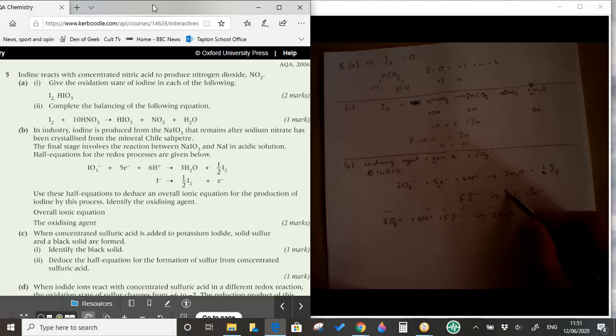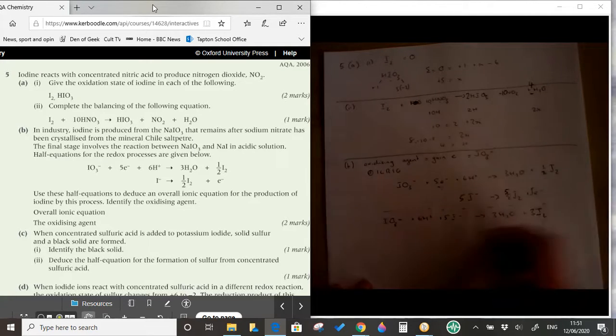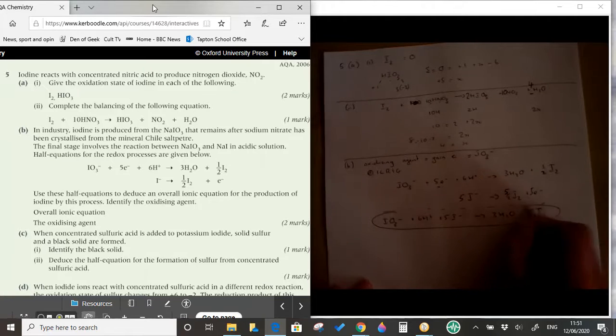Now here I've got 2 iodines, so I need to add them together. And if I add those 2 together, that gives me 3 iodines. And the electrons cancel out. So there's my overall answer.